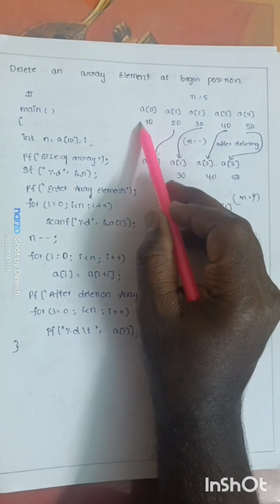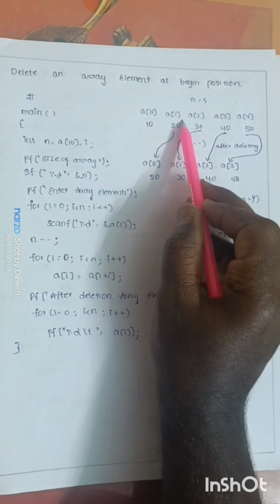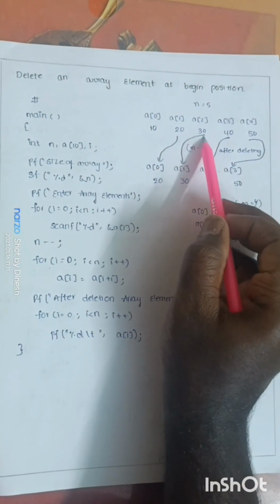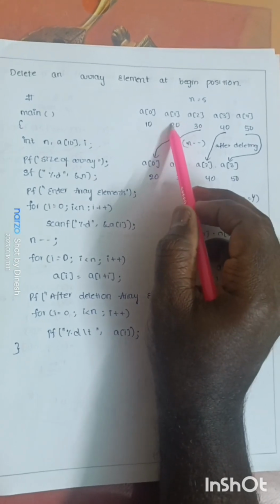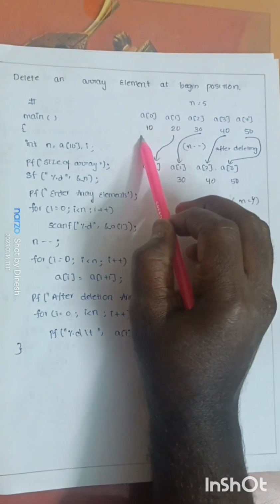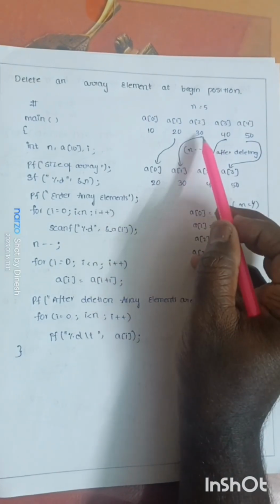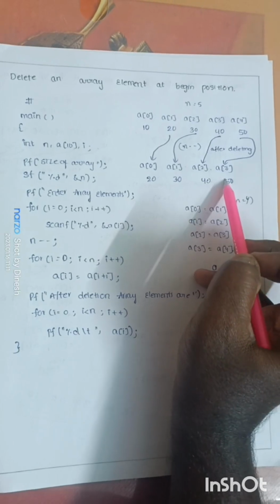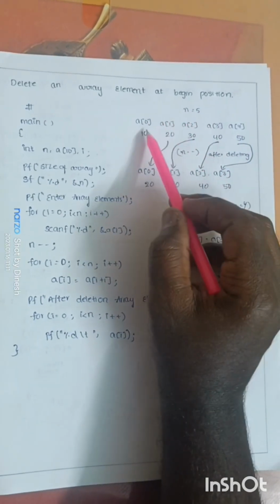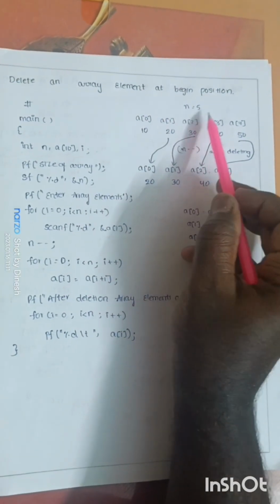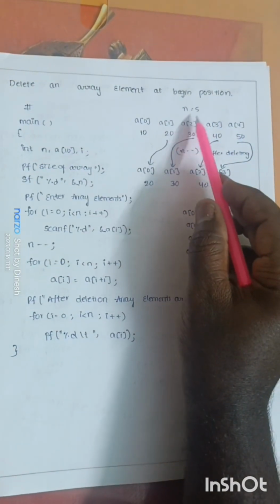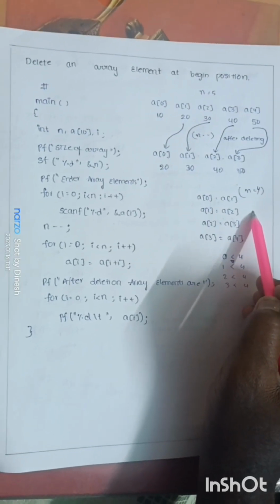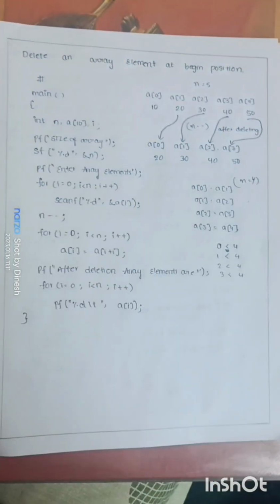After deleting the element 10, the next element 20 will become the 0th location, and 30 will become the first location. We have to move each element one location back, so 20 will be stored in the 0th location, 30 will be stored in the first location, and like that 50 will be stored in the third location. It means after deleting the first element the size will decrease, the size of the array will become 4. Okay, let us go through the code.